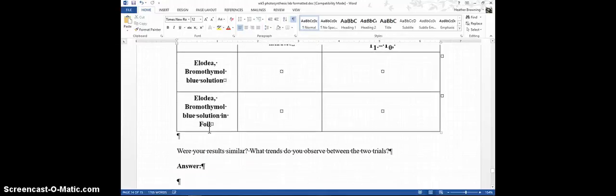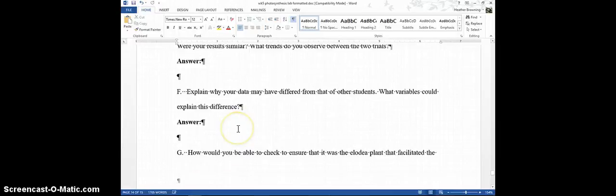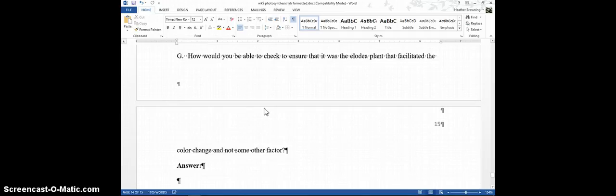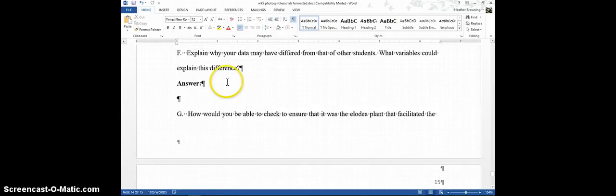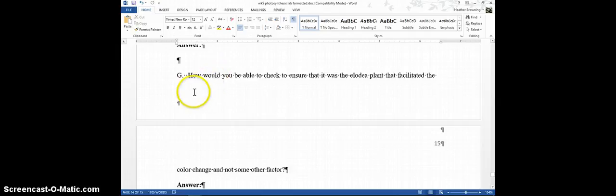And then we do, were your results similar to the other students? What trends do you see? Hopefully the foil takes longer. Explain why the data may have differed from that of the other students. What variables could explain the differences? That's when it's nice if someone really did something weird, because hopefully they'll let you know. Or like they had a messed up plant, or just like a totally different plant.